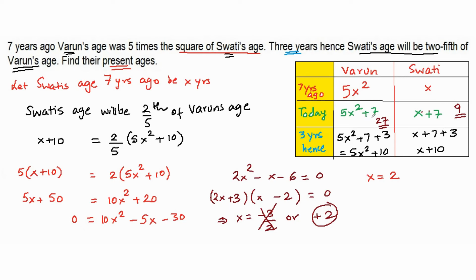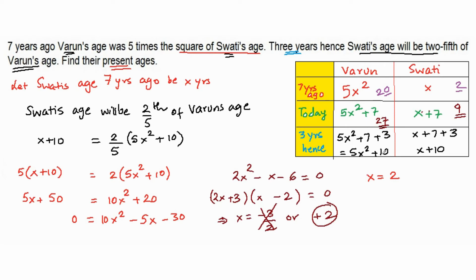Swati is 9 years old and Varun is 27 years old. Let us quickly check if they satisfy the given conditions. That would be a good check to have for checking your answers. So 7 years ago, Swati would be 2 years and Varun would be 20. So square of Swati's age is 4 and 5 times that square is 20. So that condition matches very well.